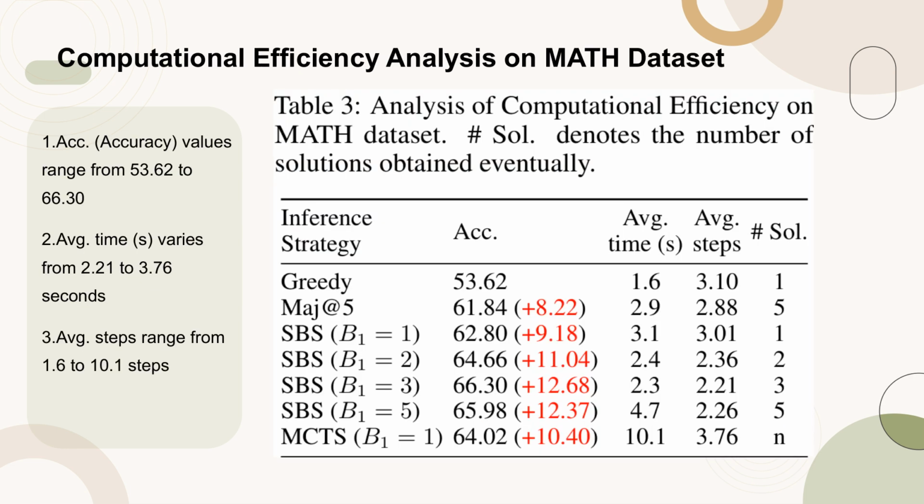Table 3 provides an analysis of computational efficiency on the math dataset, focusing on various inference strategies such as greedy, Majority at 5, and different configurations of SBS and MCTS. The table highlights the accuracy, ACC, average time taken, average steps, and the number of solutions obtained, #SOL. Key observations include the increase in accuracy with larger beam sizes in SBS, the higher computational demand of MCTS, and the unique mechanics of candidate selection and retention in Majority at 5 compared to SBS.